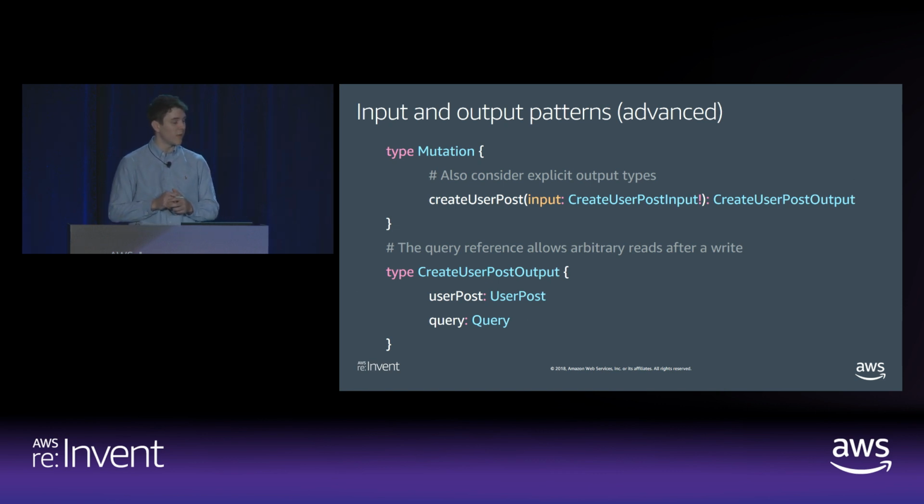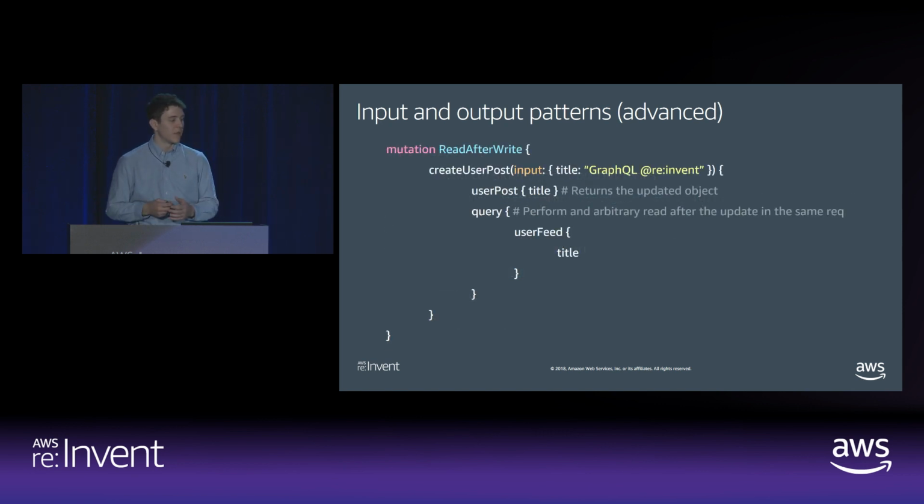In this case, you can see we're actually giving a reference to our root query type in the output response. And what that allows you to do is basically do arbitrary reads after writes, which can get pretty powerful once you start using them. And here's an example of how you might use that. So here we've got a read after write.